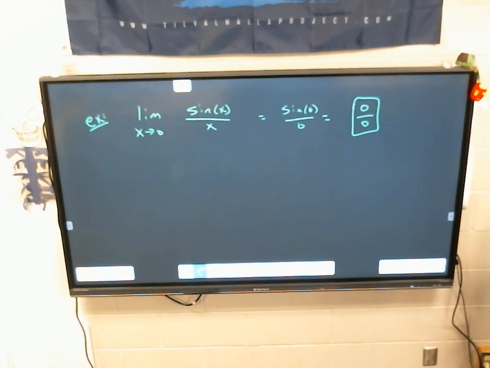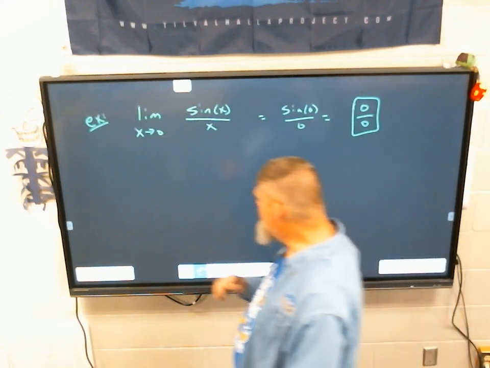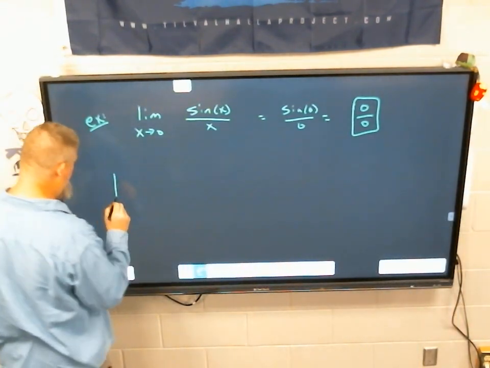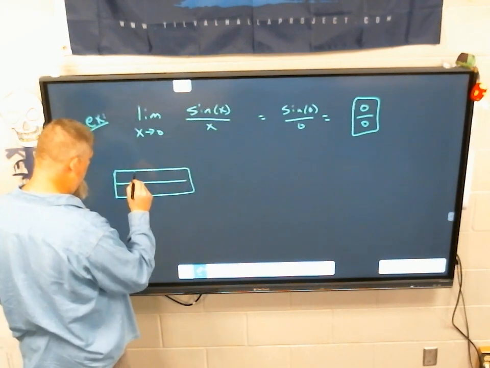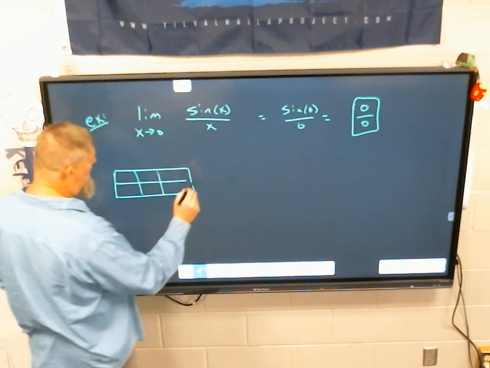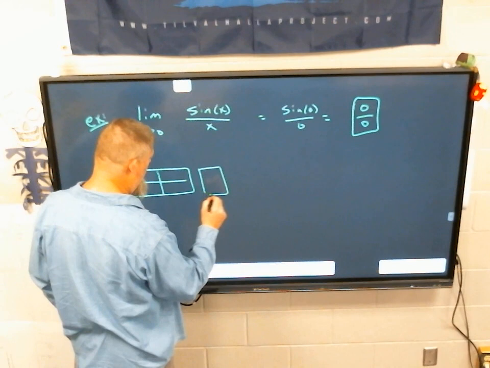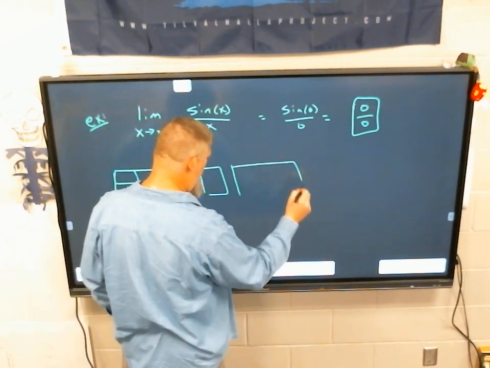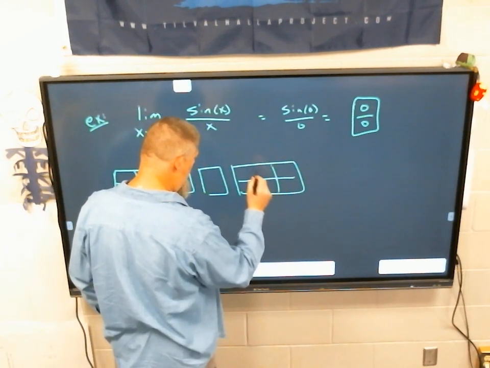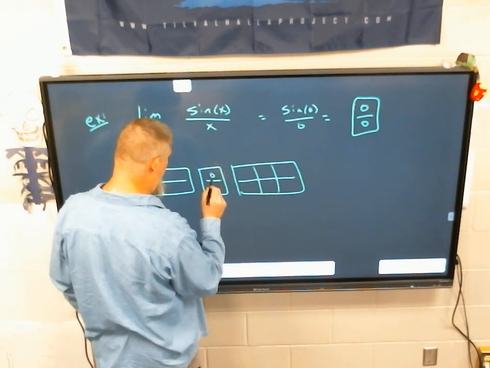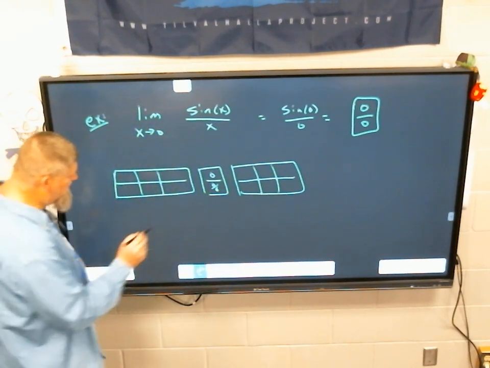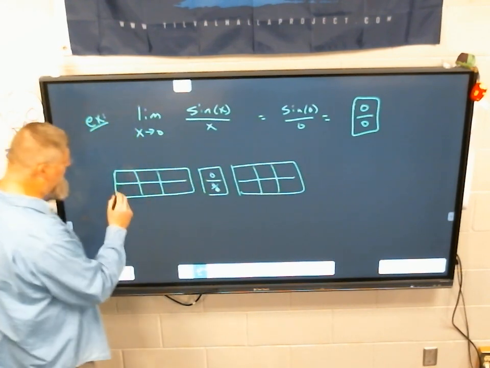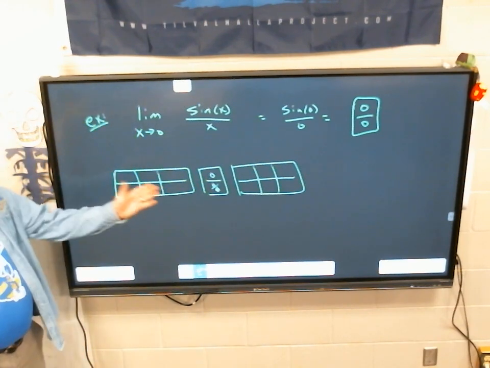So what values will I put in? Let's do this using a table. What values will we put in to get to 0? Here I know that at x equals 0, I get 0 over 0. So what values am I going to use from the left-hand side?